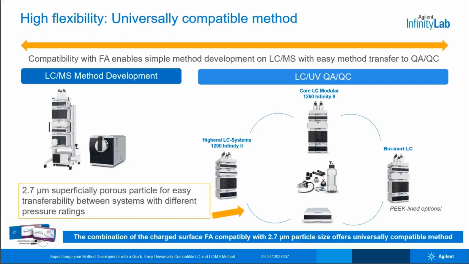The CSC18 is bonded to a very flexible 2.7 micron superficially porous particle. This gives you high efficiency at pressures suitable for all LC systems. Combining formic acid and the CSC18 column offers a universally compatible method that can be run on any LC system without the need for additional method development. And while not really covered in this presentation, don't forget that I mentioned those peak line columns that can offer additional benefits for metal sensitive compounds too.